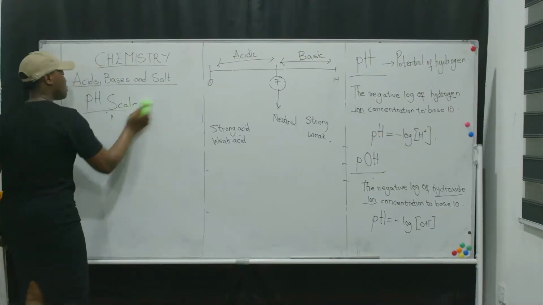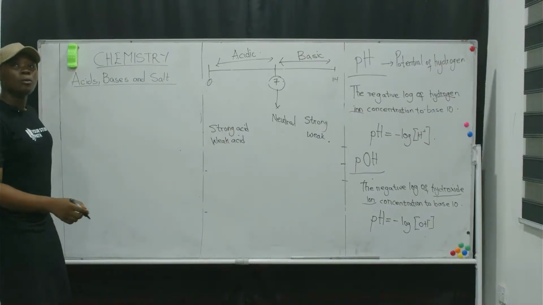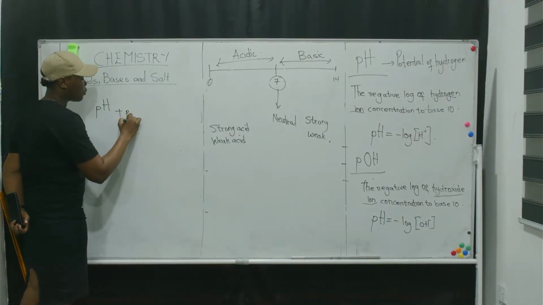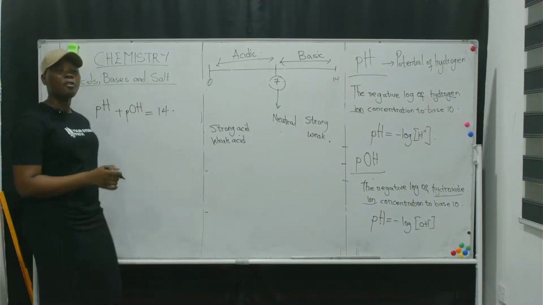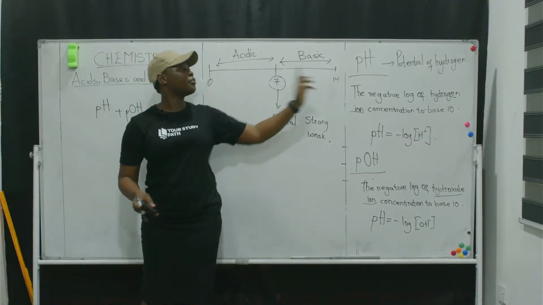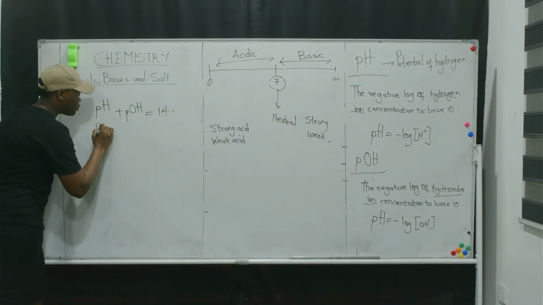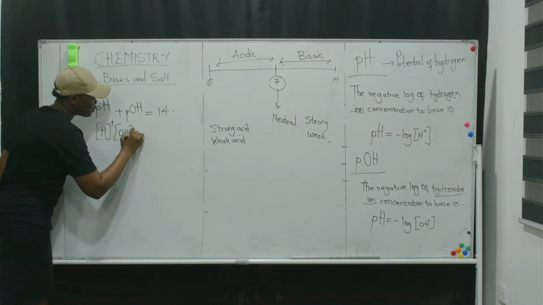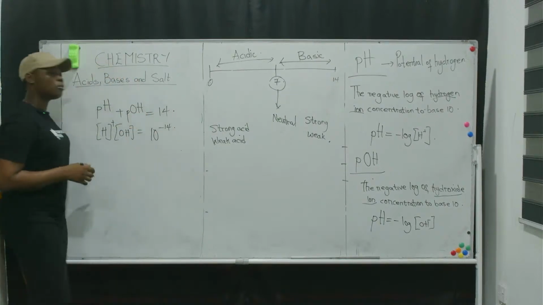Okay, so let's move fast. We can say pH plus pOH is equal to 14. Don't forget our scale is from 0 to 14. And so we can say the product of hydrogen ion concentration and OH minus concentration will give 10 raised to power minus 14.